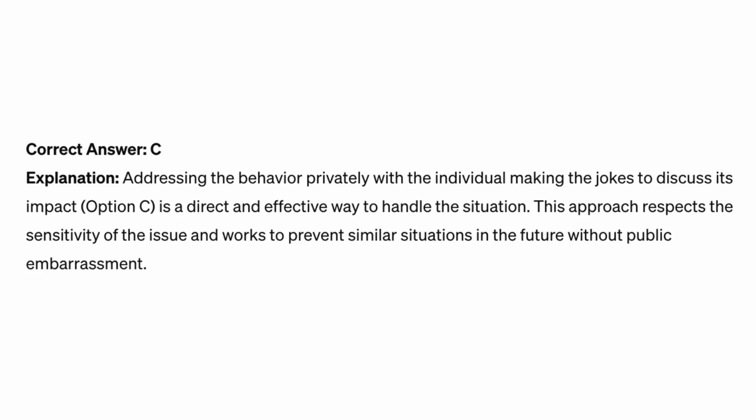Correct answer C. Explanation: addressing the behavior privately with the individual making the jokes to discuss its impact. Option C is a direct and effective way to handle the situation. This approach respects the sensitivity of the issue and works to prevent similar situations in the future without public embarrassment.